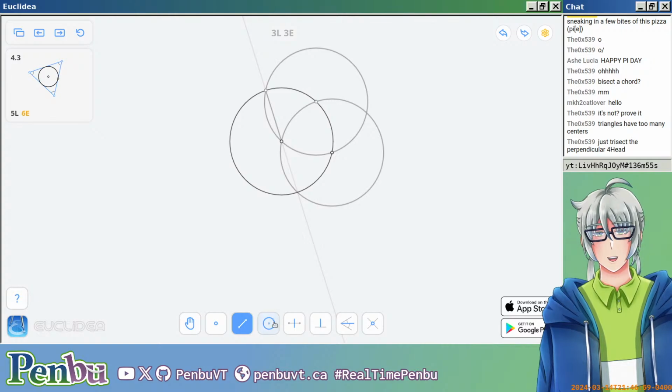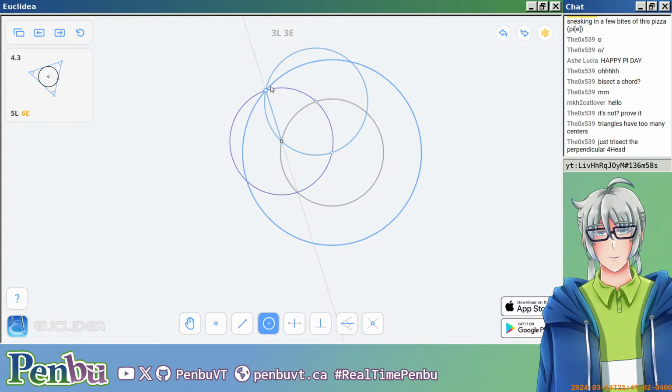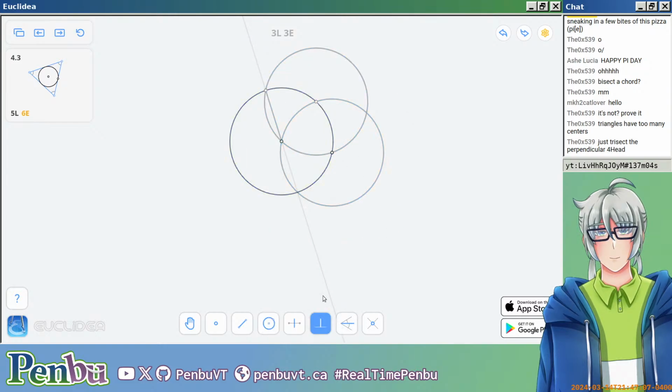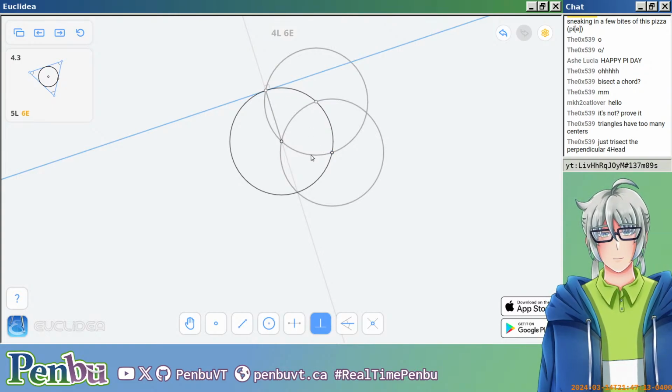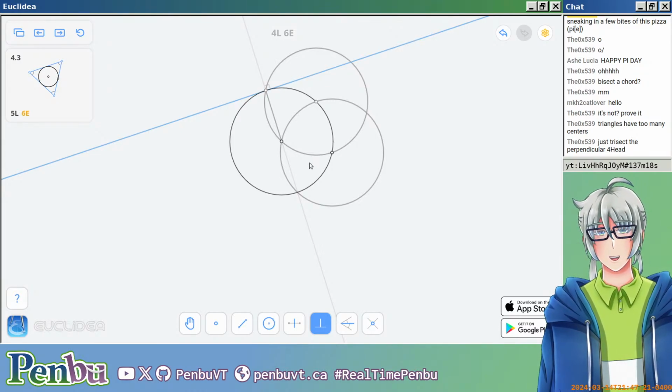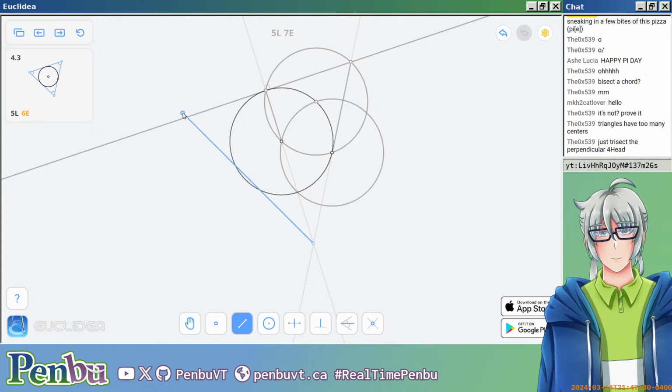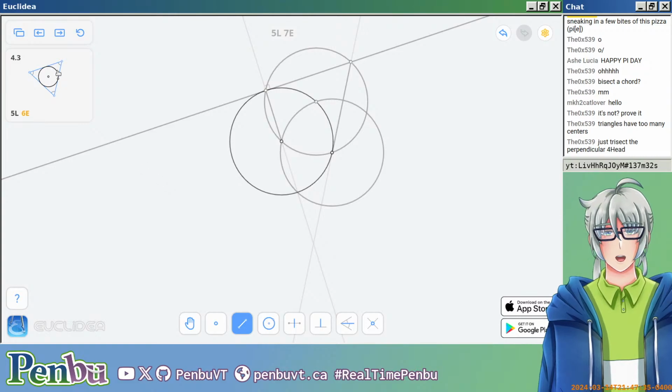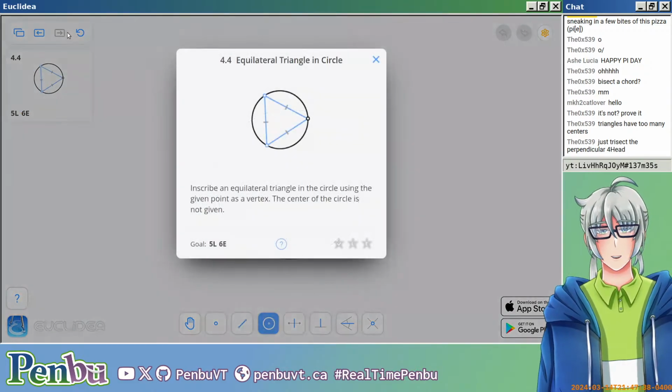How do we get this point? We got this point by doing this. We can draw a perpendicular line here. We can draw more perpendiculars. The problem is, that's not actually going to help us. We need the other one here. Okay, well we got the elementary ones, so we're gonna move on.